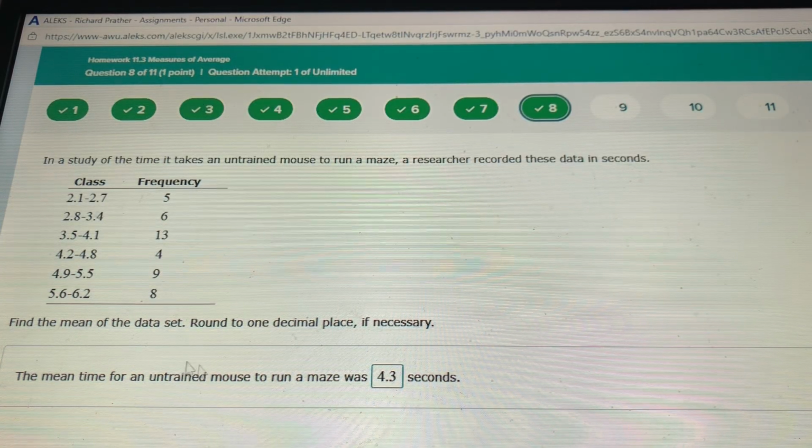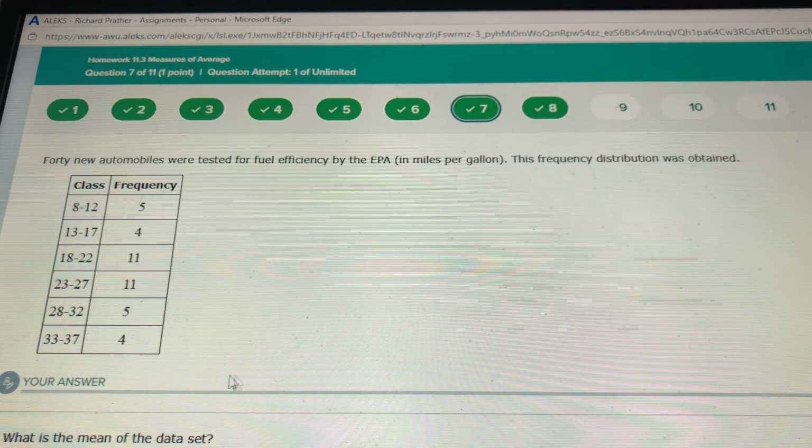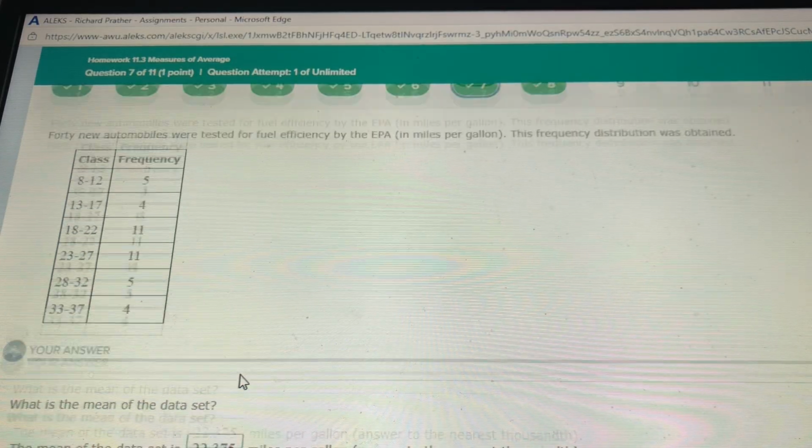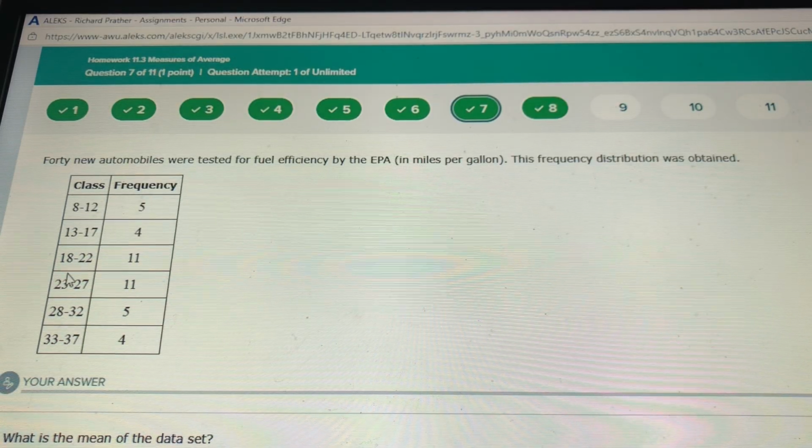And notice 4.3 is kind of in the middle of the data set too. If we went back to the previous one, the answer was about 22.3, and 22 is kind of near the middle of the data. It's not always exactly in the middle, but it's often close to the middle.